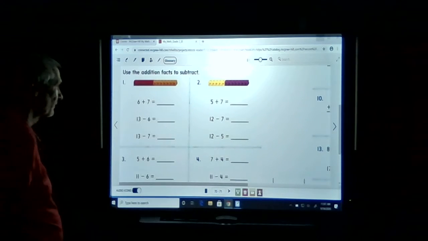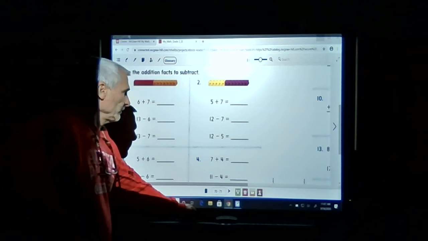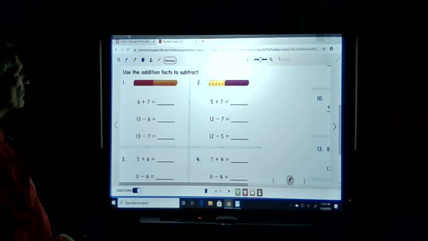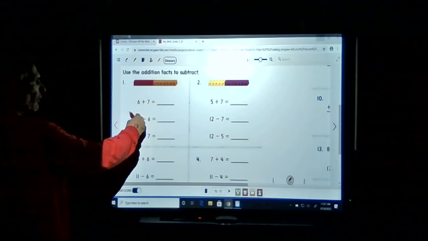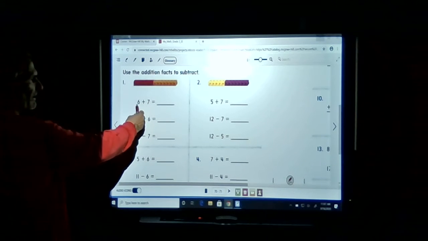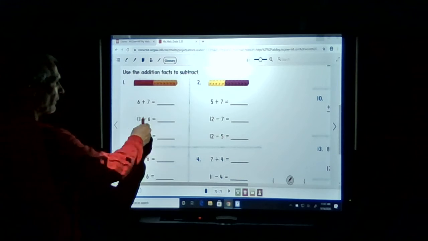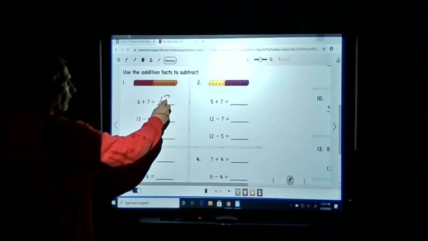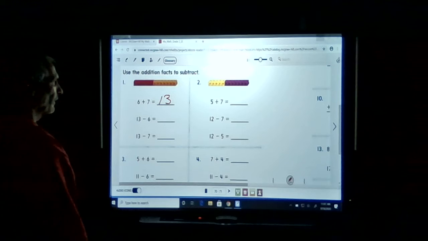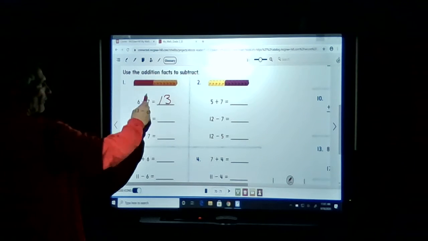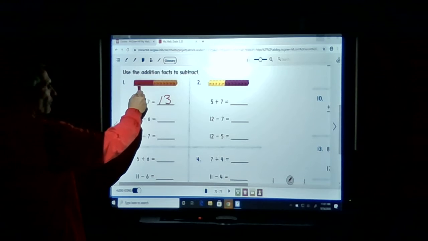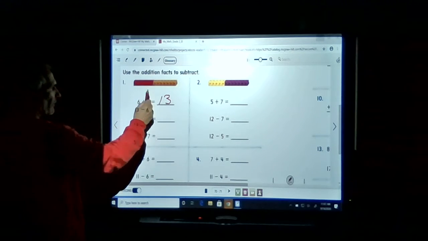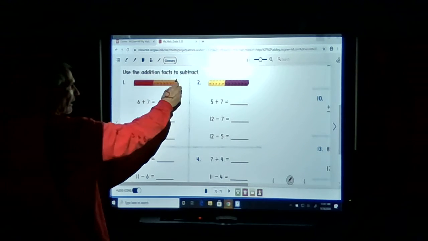Number 1. Again, you can use your counters, or we can just look right here. 6 plus 7. I know my doubles, 6 and 6. 6 plus 6 is 12, and one more, 13. What if we started with all 13 and we took away 6? So we're going to subtract this red group here, 6 of them. And how many are left?